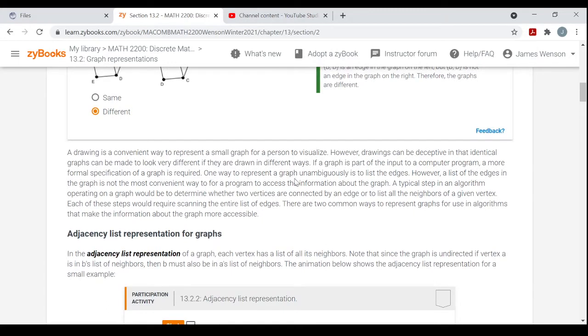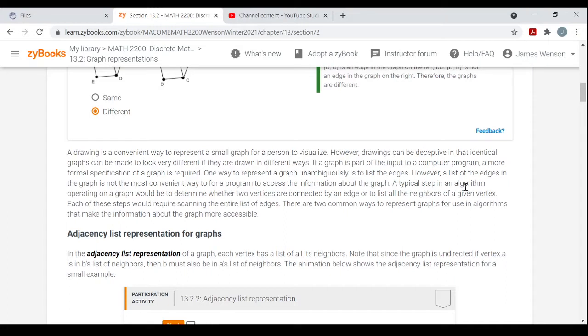One way to represent a graph unambiguously, meaning without confusion, is to list the edges. However, a list of edges in the graph is not the most convenient way for a program to access the information about the graph, right? And you saw I got all these curly braces all over the place. You saw me draw an edge set. It could take a while, especially if there's more than 6 edges.